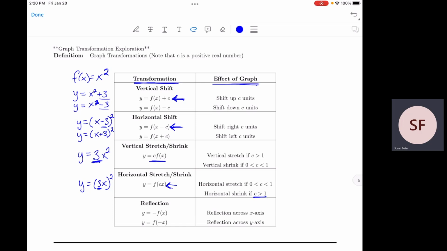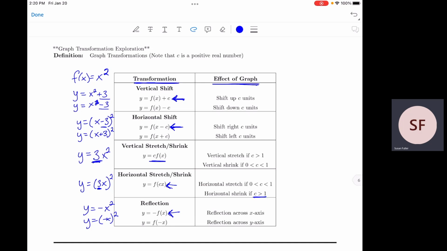And then the reflections are negatives. If you have a negative on the outside, that looks like this for the function x squared. That's the negative on the outside. That reflects you across the x-axis. And having a negative on the inside would look like this, and that would reflect you across the y-axis.